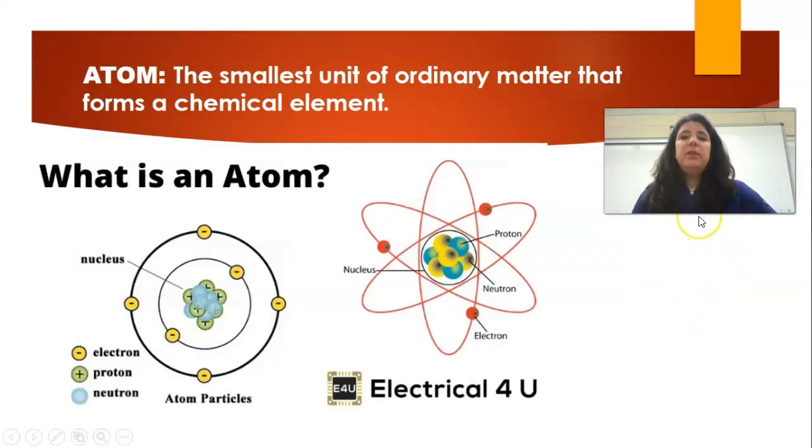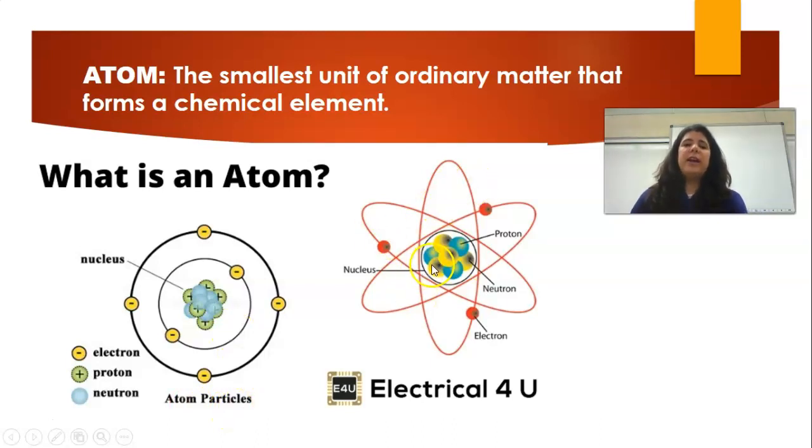Atoms are the smallest unit of ordinary matter that form a chemical element. Atoms are made of 3 components: electrons, which have a negative charge, protons, which have a positive charge, and neutrons, which have a neutral or no charge. So these are called subatomic particles: protons, neutrons, and electrons.